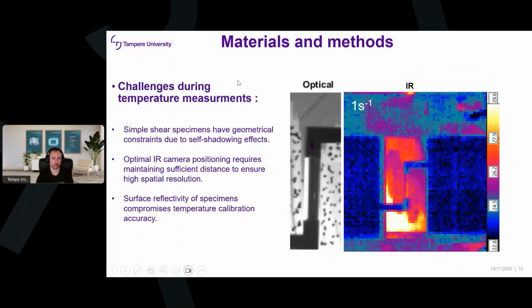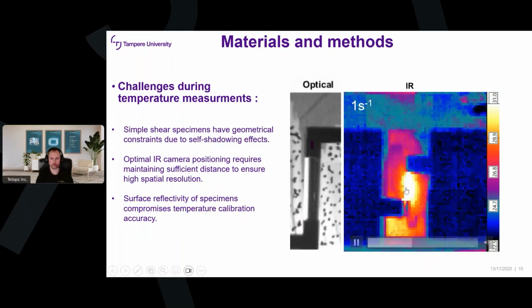We had challenges during temperature measurements for simple shear specimens. As you can see here, we have very small gauge lengths, about 4 millimeter in length and 1 millimeter in width. So it also has a shadow itself, so it was not accurate. So we presume it's an approximation. And as you can see here, there's some shadowing.